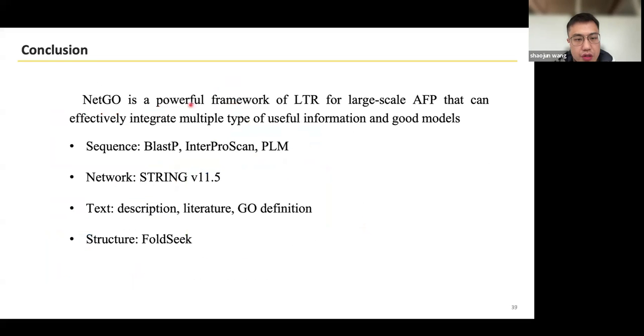Overall, NetGO is a powerful framework that can integrate multiple types of information and methods, and that's why GeoCurator works so well. Here we have listed some databases and tools that collect and process various information, which I believe will be helpful for you.